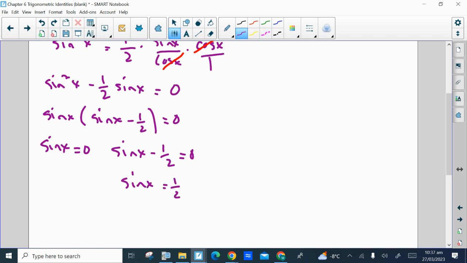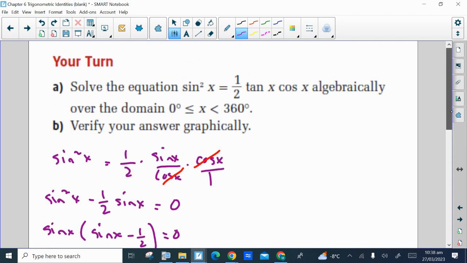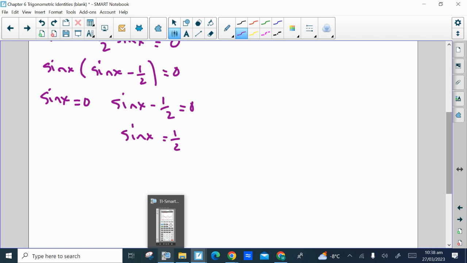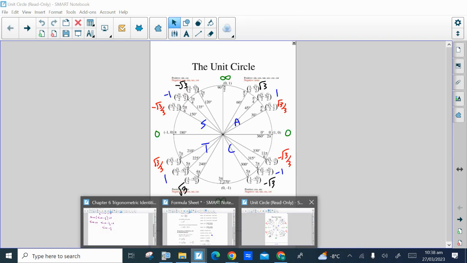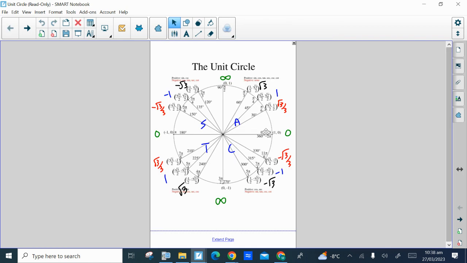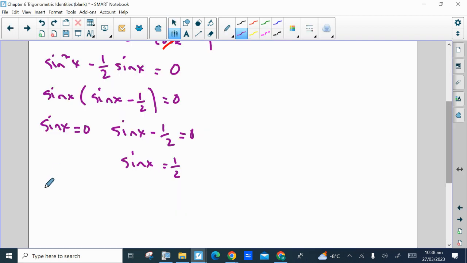So our solutions will come where the sine of x equals 0 and where the sine of x equals 1/2. Again, our solutions have to come from degrees. So back to our unit circle. The sine of x, the y value, equals 0 at 0 degrees and at 180. We can't use 360 because the domain says that x must be less than 360, not equal to. So 0 and 180 are our first two answers.